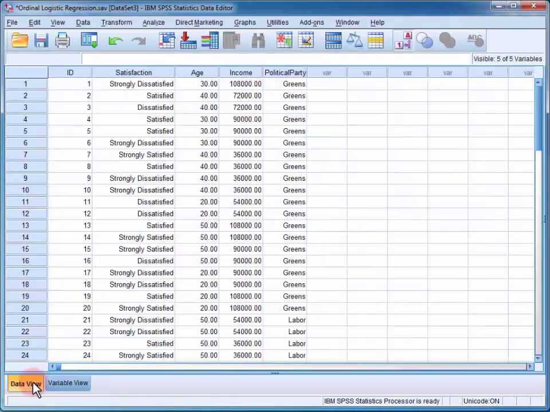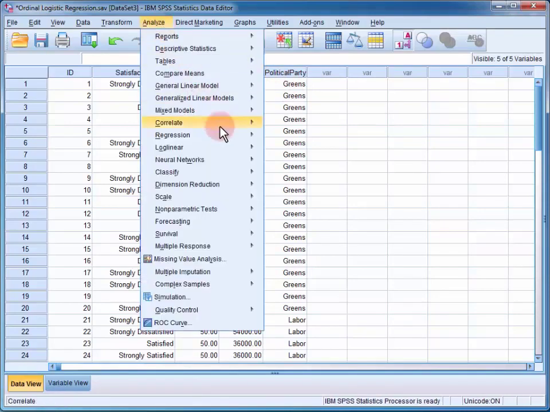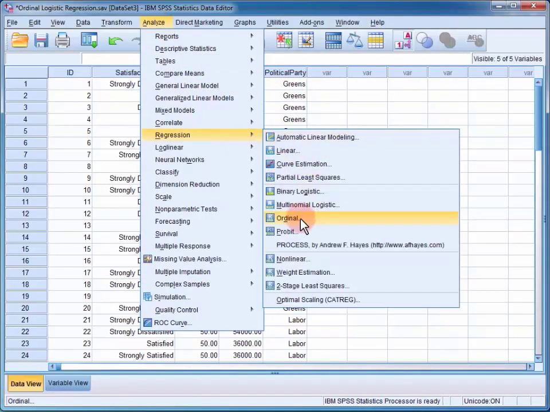If I change to the data view, I can see that the first participant was strongly dissatisfied with their political party. They were 30 years old with an annual income of $108,000 per annum, and they preferred the Greens. To conduct the ordinal regression, we go to Analyze, Regression, Ordinal.